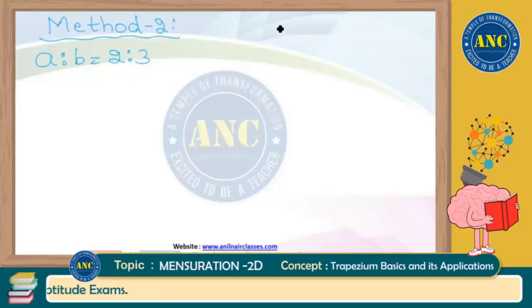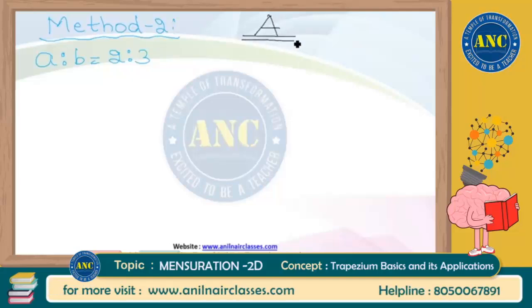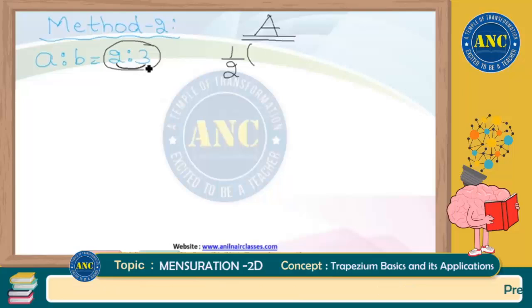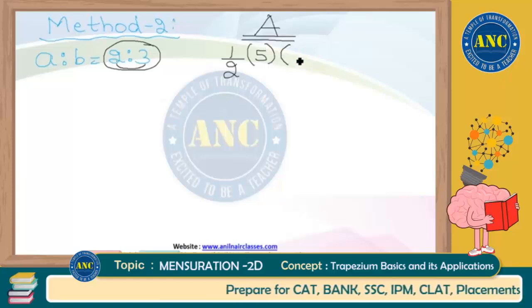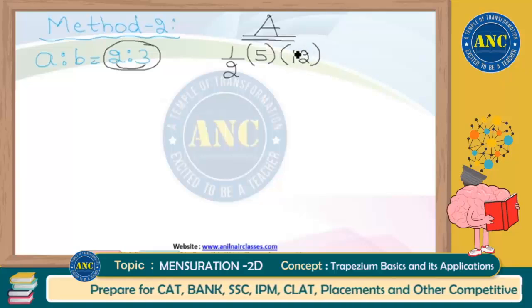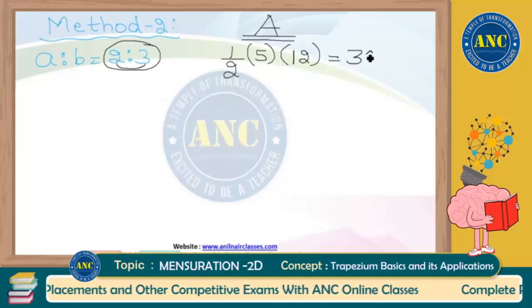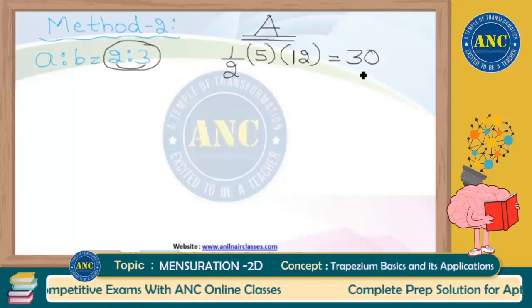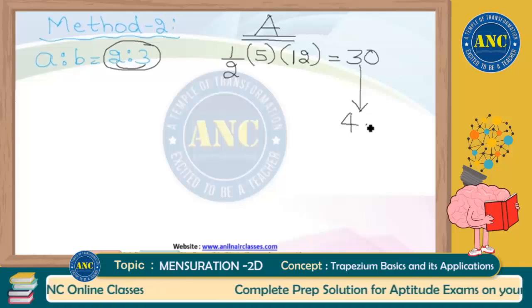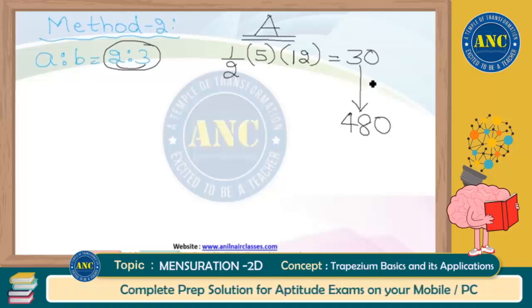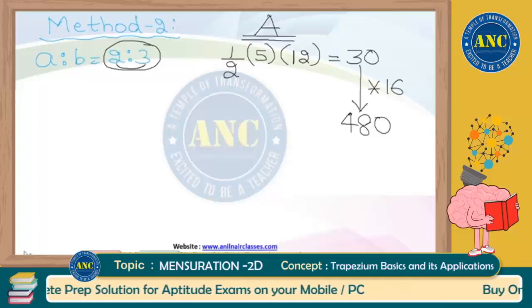Now, question says area is 480. Forget about question. Let us find what is the area according to the ratio. According to the ratio, area is half into sum of the parallel sides. Sum of the parallel sides according to the ratio is 2 plus 3, 5, into perpendicular distance. It is given in the question as 12. That means according to ratio, area is 60 by 2. It is 30. According to ratio it is 30, but according to question it is 480. 30 should become 480. 30 into 16 is 480.